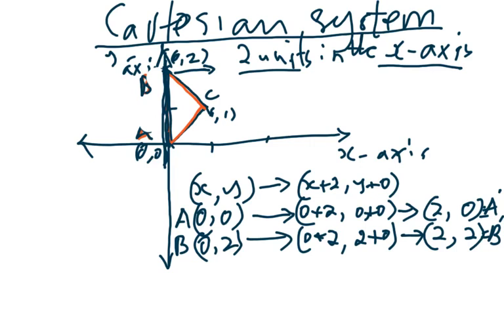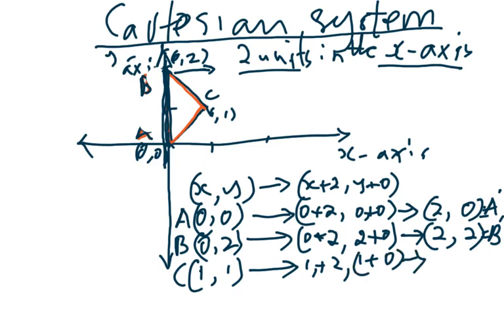What about my C prime? My C is 1, 1. After undergoing a translation of 2 units on the x-axis, the value of x is 1 plus 2, comma. The value of y is 1 plus how many units in the y-axis? 0.